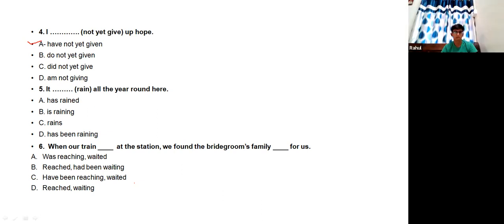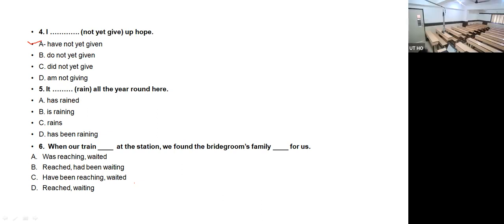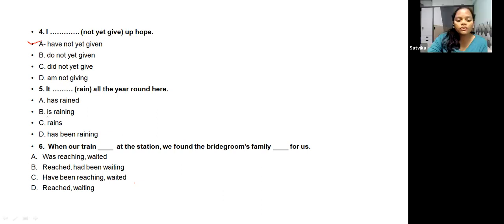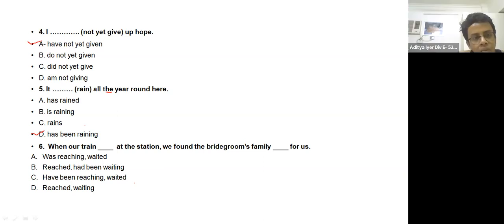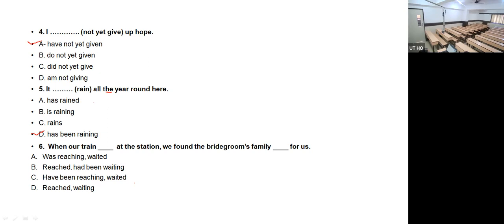Yes, Neha? It has been raining all year round. Is it right to say "all the year round"? Yes, but usually we use "all year round," which is more concise. So "it has been raining all year round" would be correct. Or you can also say "it rains all year round." In my opinion, any of the four can be correct depending on the context.